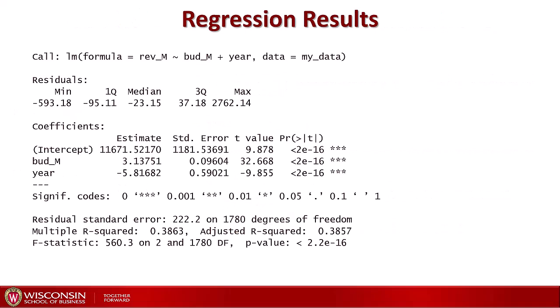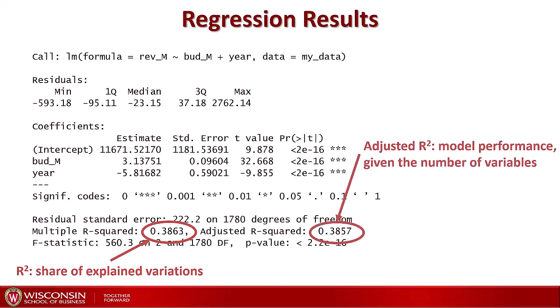Finally, let's look at typical regression results from statistical software. We can see here that the software provides the standard R-squared, here called the multiple R-squared, and it is interpreted as the share of explained variation in our dependent variable. We have also next to it the adjusted R-squared, which is the model performance given the number of variables.